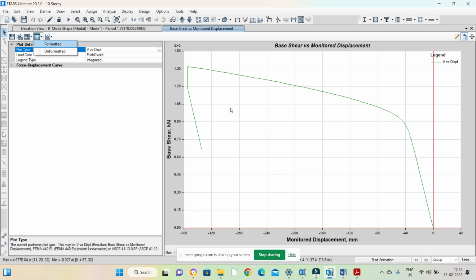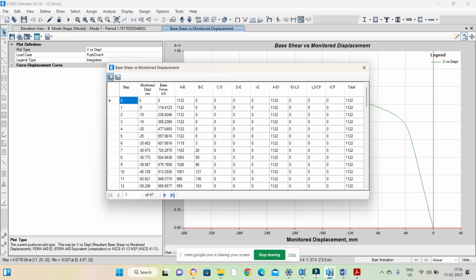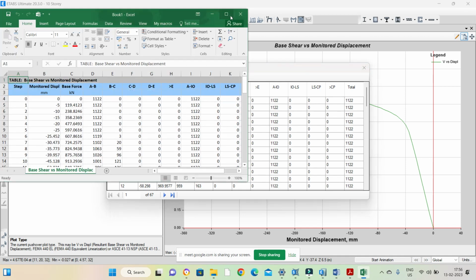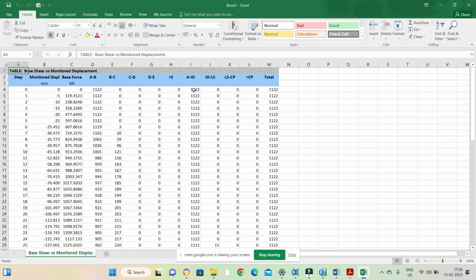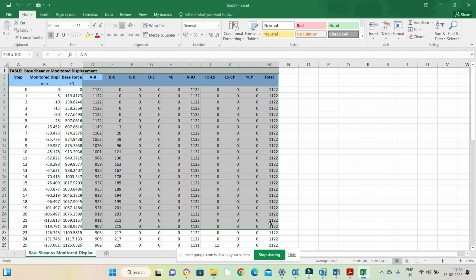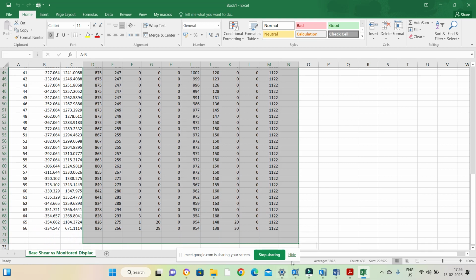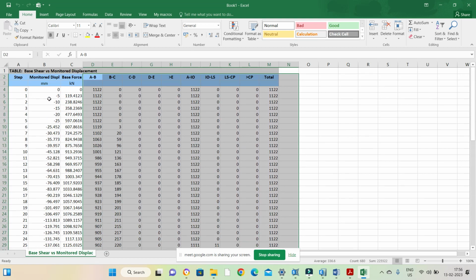If you want to get the Excel file of this, you can get from here. Go to this option, then select formatted, and you'll get one Excel-like file, and you can click on this XLS, so it will give you the Excel sheet of this. Okay, so this is the Excel sheet you have. These things I think today I'll not be able to discuss, so these things we'll discuss in the next class. Only the pushover curve I'll discuss now.